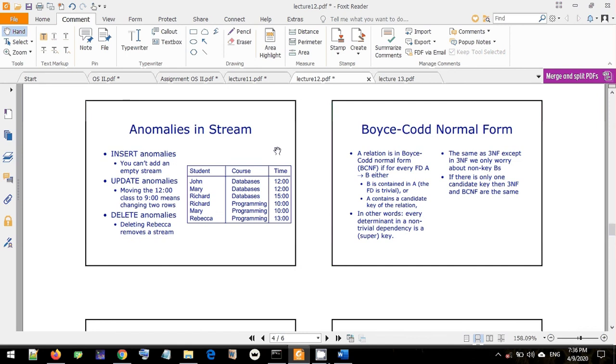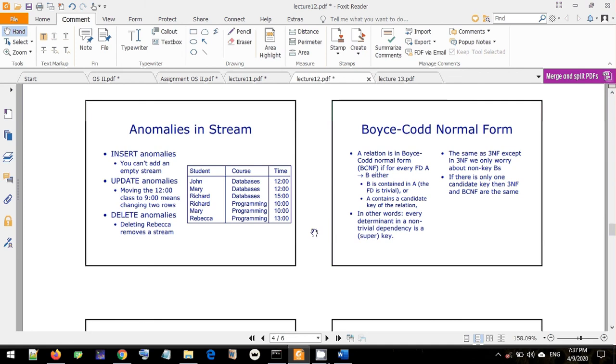But it has some anomalies. We have insert anomalies because you cannot add an empty stream, right? We also have update anomalies. For example, if we want to change 12 to maybe 9, we'll have to modify two rows. We have delete anomalies. For example, if we want to delete Rebecca, we might have to delete programming at 13, and that means that we'll have to remove an entire stream, and that is not our intention.